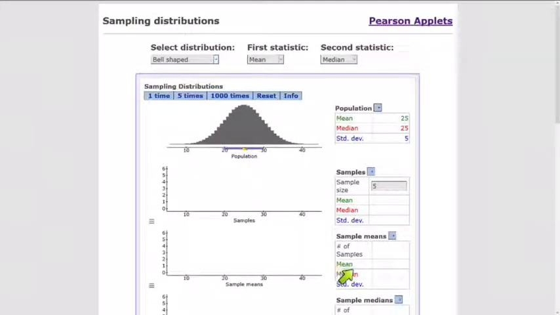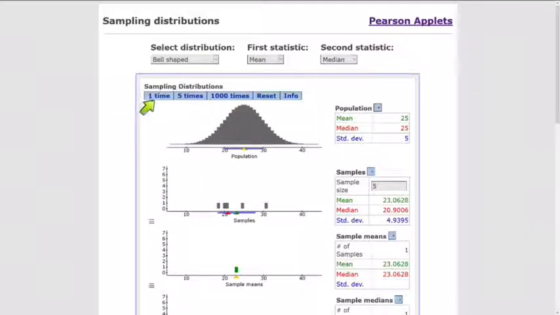In other words, this line represents mu sub x bar, and here you'll be able to see the standard deviation of the sampling distribution of the sample mean. In other words, this line represents sigma sub x bar. Okay, so let's do it. Let's have the computer pull one sample for us. You can see here are our 5 values. The mean of our 5 values is 23.06, and that shows up here, 23.06. There's only been one sample taken so far.